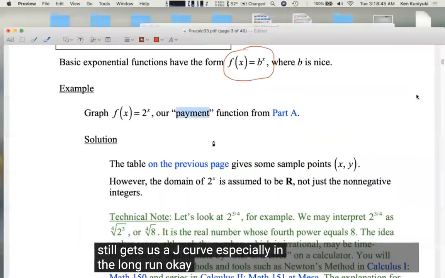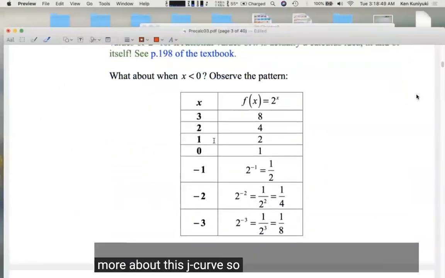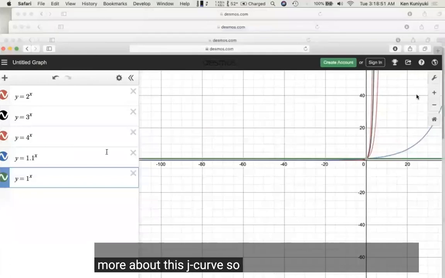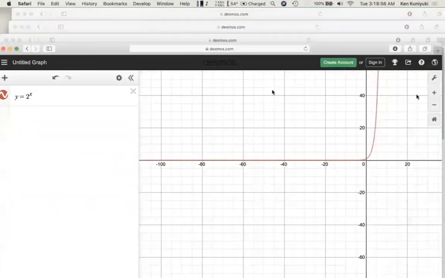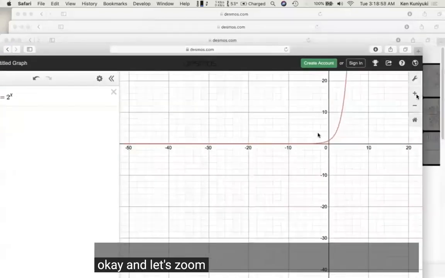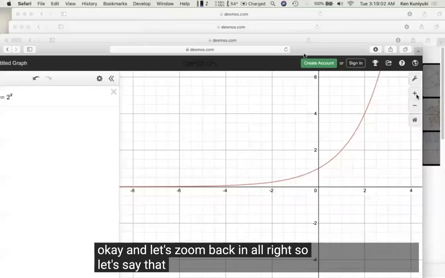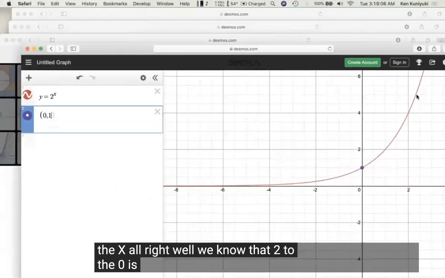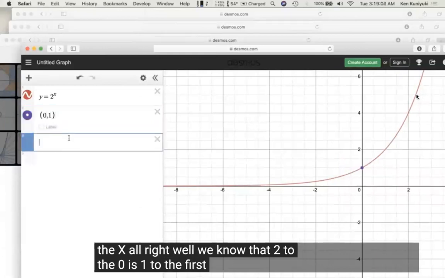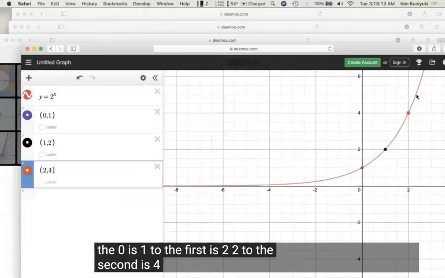Now let's talk more about this J curve. I'm going to clean this up a bit, and let's zoom back in. So let's say that we have y equals 2 to the x. We know that 2 to the 0 is 1. 2 to the first is 2. 2 to the second is 4.